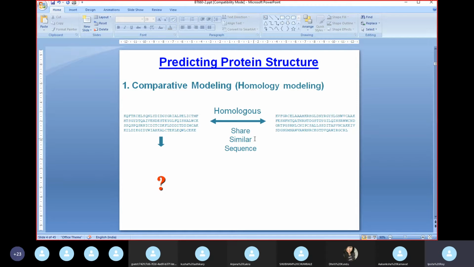The degree of similarity varies. How similar a sequence should you look for? Obviously, the more similar, the better are the chances that you will get a good structure. But in general, between 30 to 40% similarity is considered to be good enough as a starting point, right?